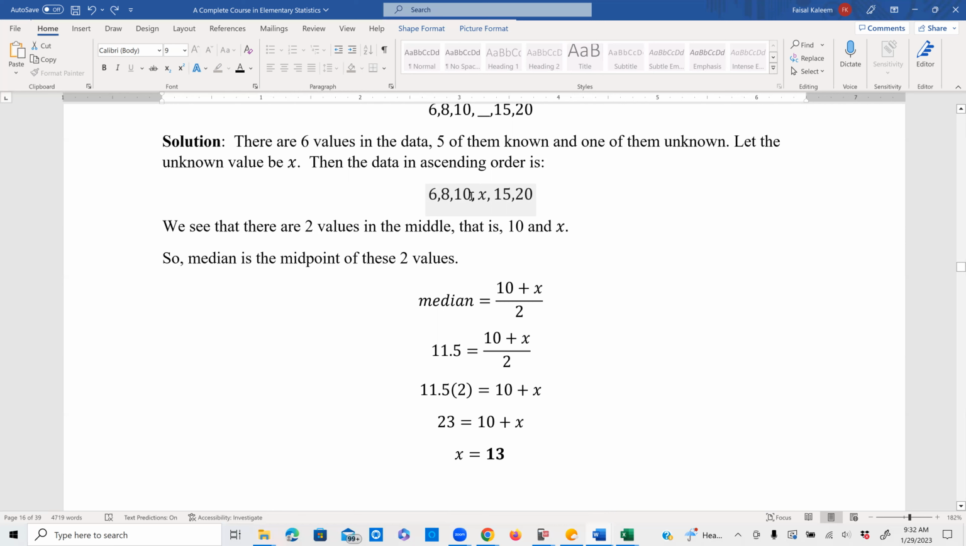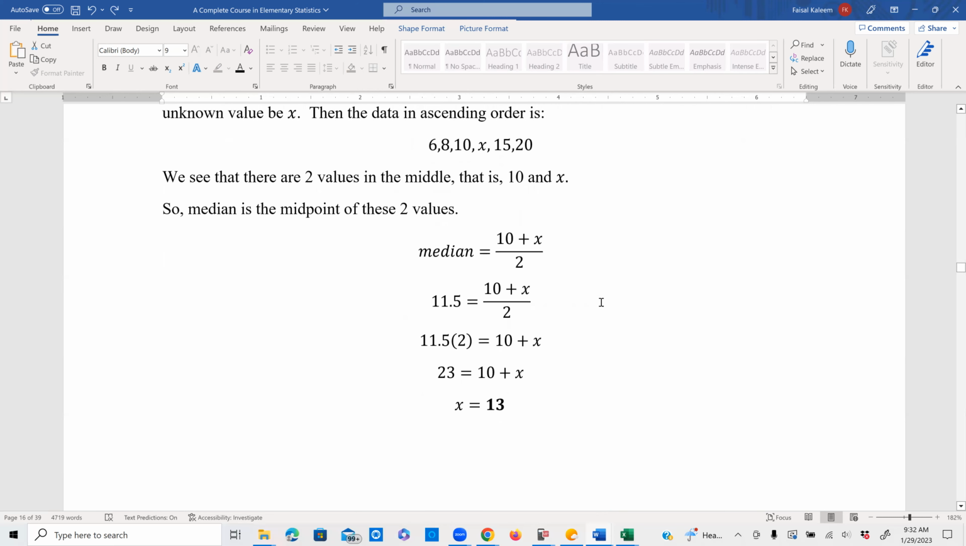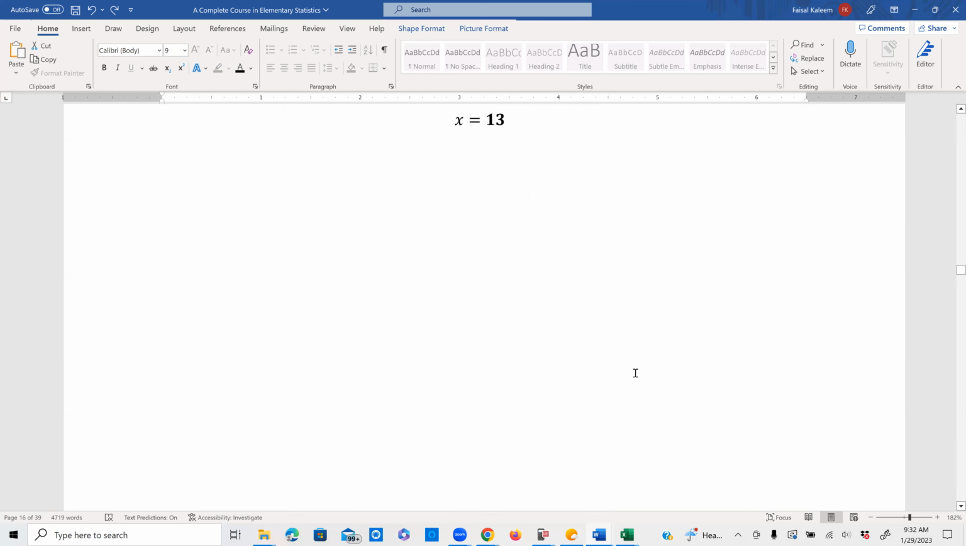So in this case, the 2 middle values are 10 and X. So the median will be the midpoint of 10 and X, so 10 plus X divided by 2. But we're also told that the median is 11.5. So we'll set that equal to 11.5 and solve this equation for X, and we get 13.